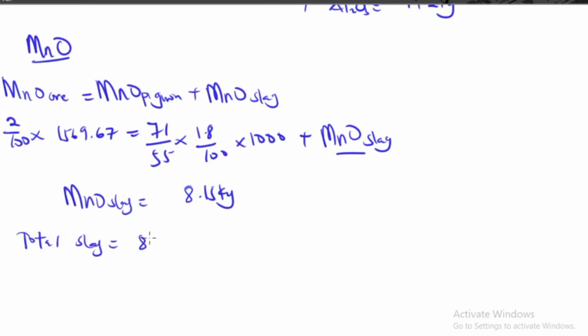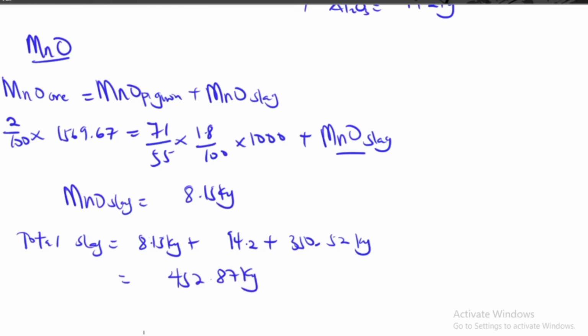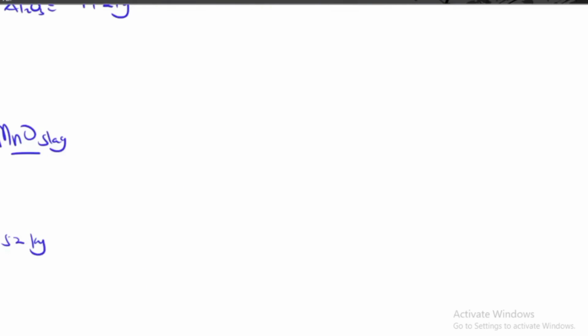So we have the manganese oxide, which is this, plus the alumina, which is 94.2, then plus the silicate, which is 350.52 kilograms. So therefore, the total will give you what? 452.87 kilograms. This is due to my approximation. After getting this, we are done with our C. Now let's go to the B.